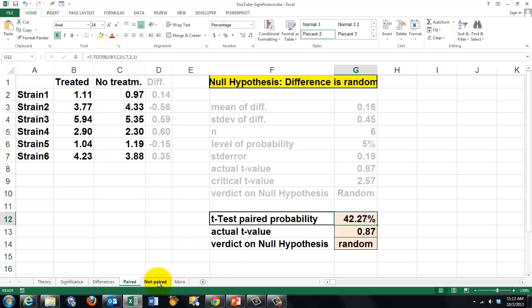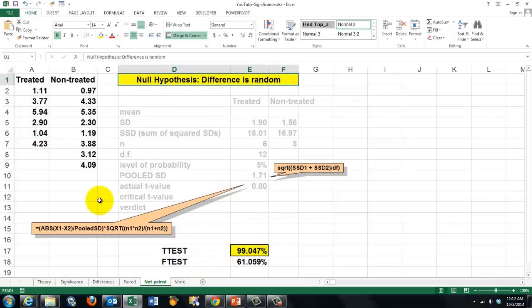However, sometimes you don't have paired situations. In this case, I have only 6 observations in the treated group and 8 observations in the non-treated group. If you do this manually, it is very complicated because you have to pool your standard deviations and your actual t-value has to be calculated according to this formula. I would say forget it. Just go for the t-test.